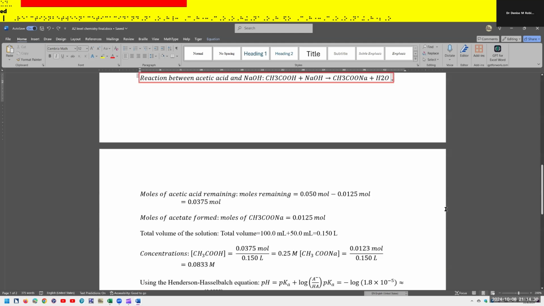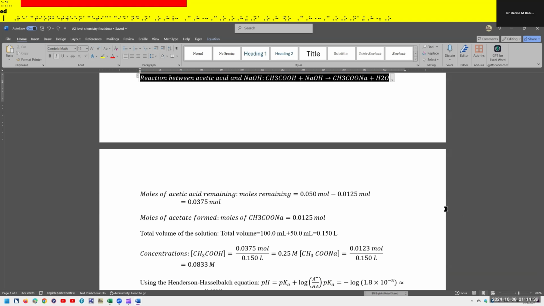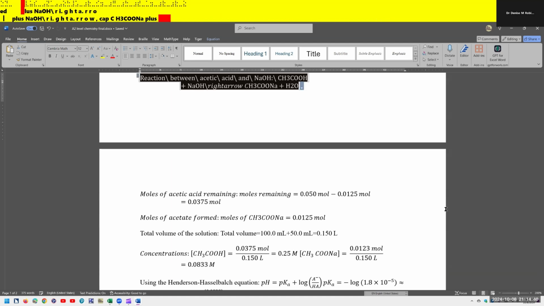Math content cap REACTION BETW. Okay, arrows. Let's go ahead and Control Shift equals. Control Shift equals. Selected. Reaction backslash comma between backslash comma acetic backslash comma acid backslash comma and backslash comma NaOH colon backslash comma CH3COOH plus NaOH backslash right arrow, cap CH3COONa plus H2O math content.